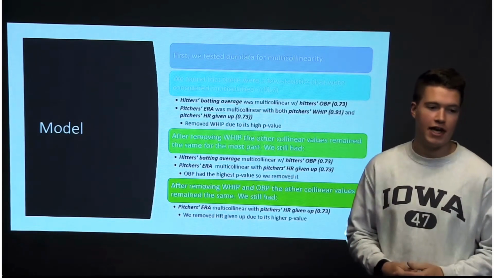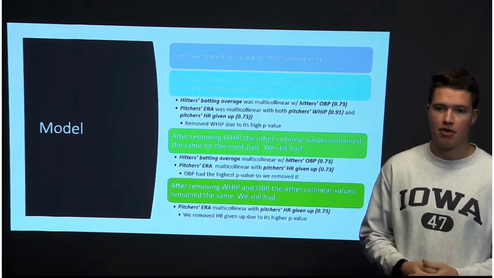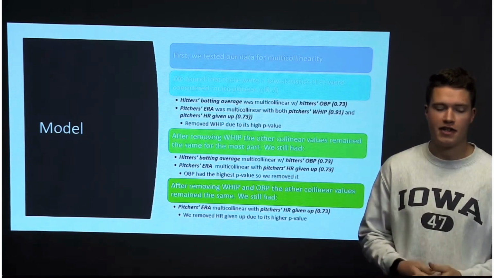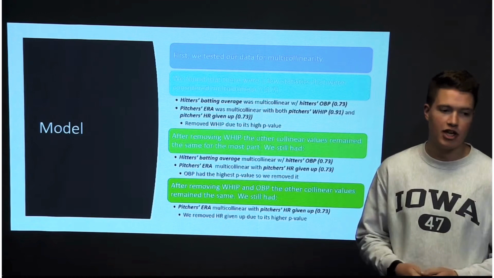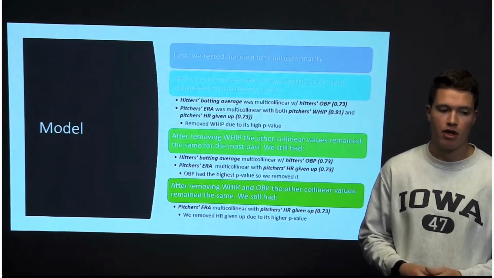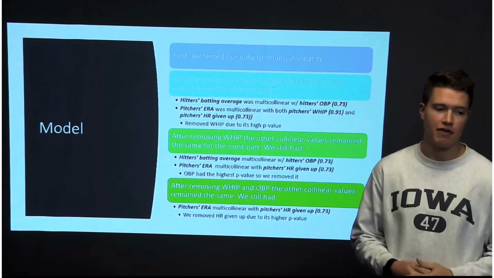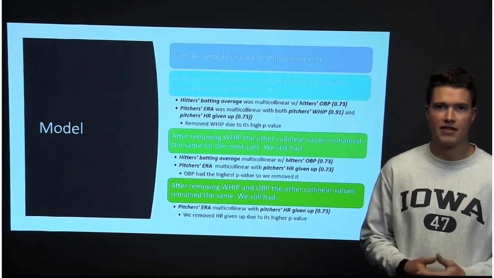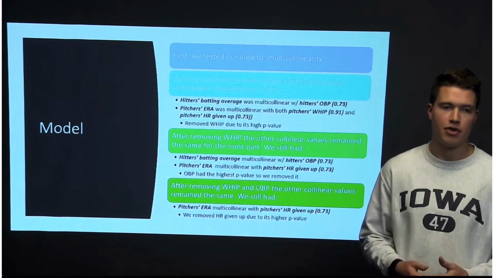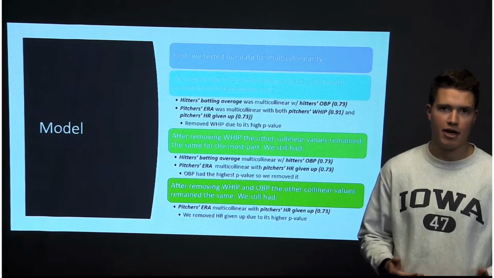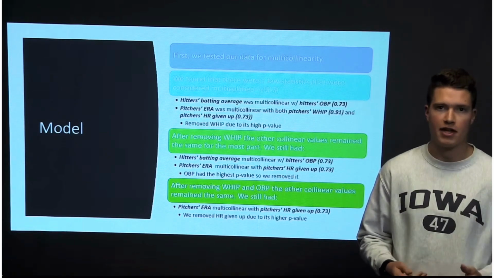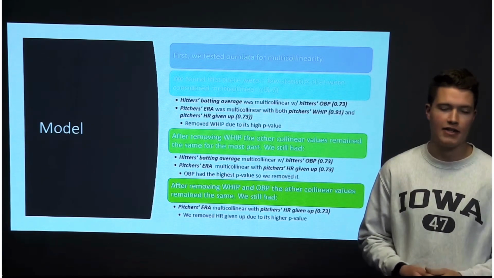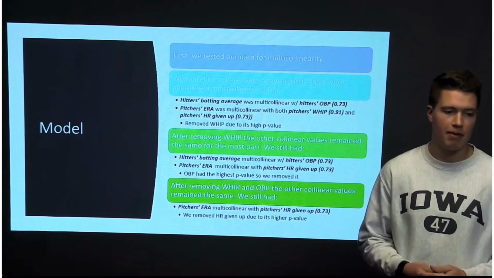Alright, so first we tested our data for multicollinearity, and we found a couple things. For the hitting statistics, batting average was multicollinear with on-base percentage, and ERA was multicollinear with both pitchers' WHIP and home runs given up. So it might make sense to remove ERA since it's multicollinear with 2 different variables, but we thought that would be a very important variable. So we decided to keep that and look at other remaining variables that were multicollinear to remove. WHIP had the highest p-value, so we figured that would be the best one to remove.